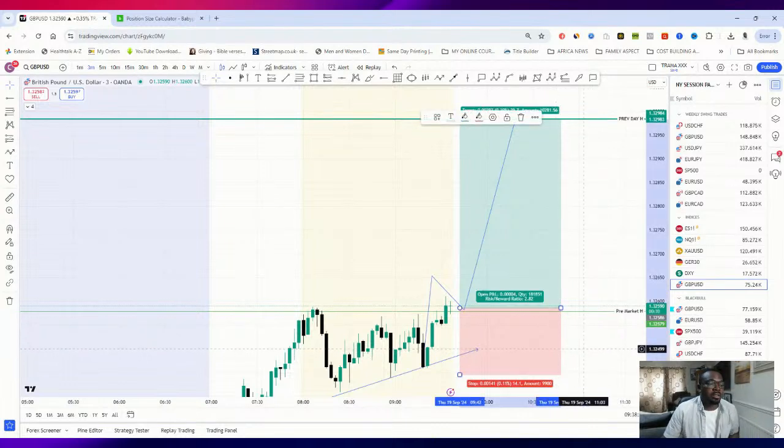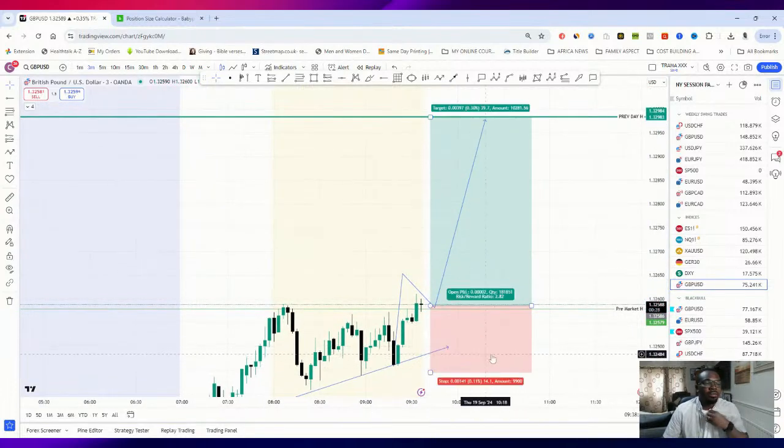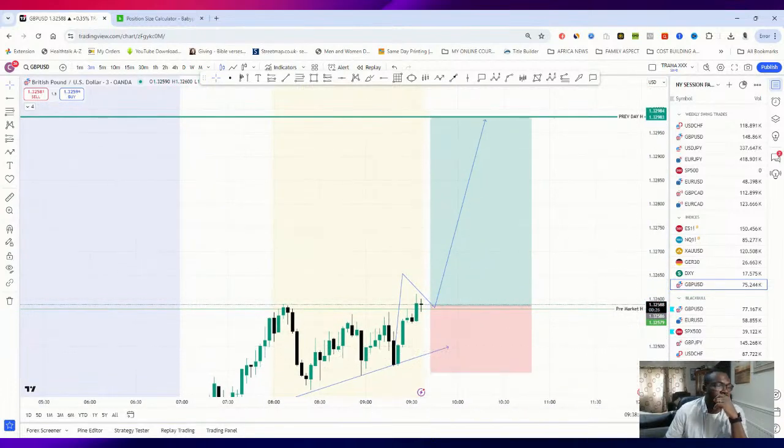Remember, your stop loss is what? You can only risk what you can afford to lose. Risk what you can afford to lose. Okay? Very important.